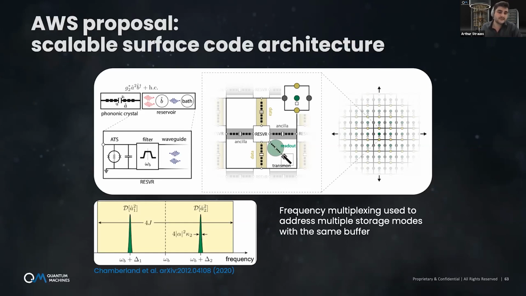And notice that there is another strategy here. We introduced the use of a readout mode, which is a bit different from the previous proposal, which was directly connecting the data qubit to the transmon. Here we have another cavity, which will be used only for the readout. And I will show you in the next slide how it works.